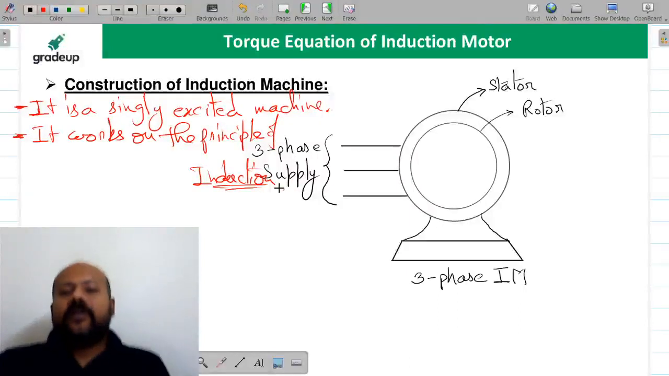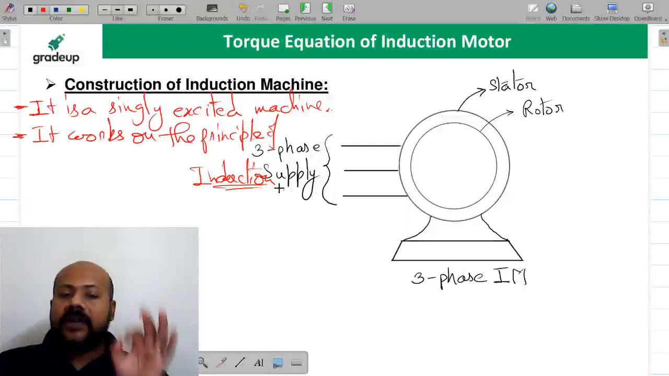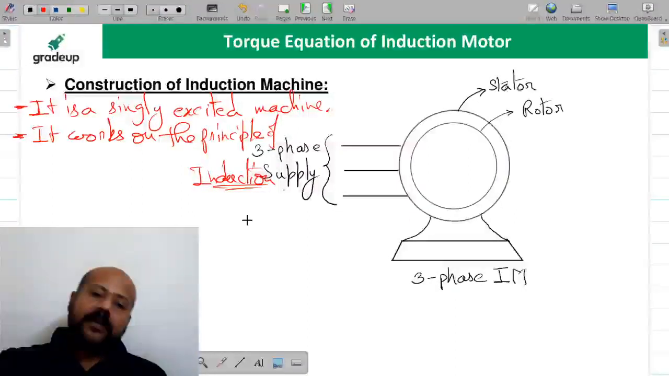What is the principle of operation of induction machine? Induction principle. That is why it is called as induction machine, induction motor or generator.